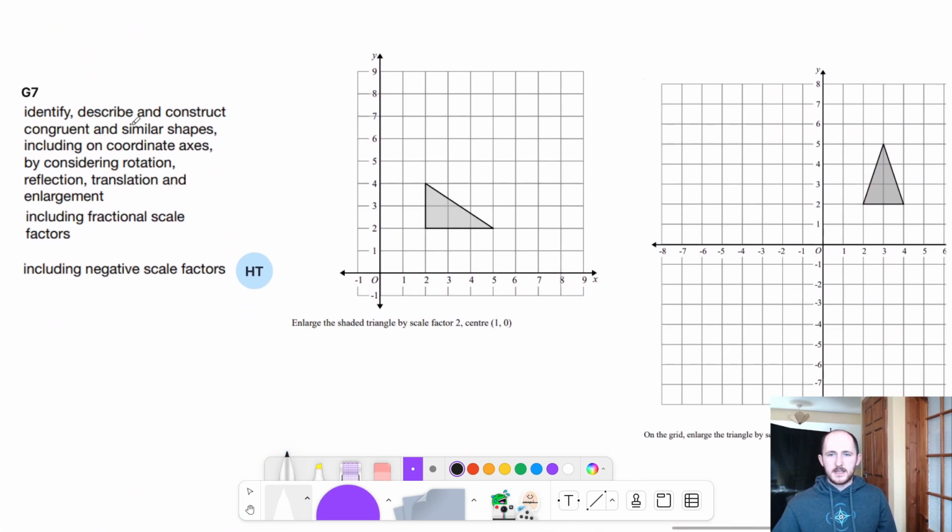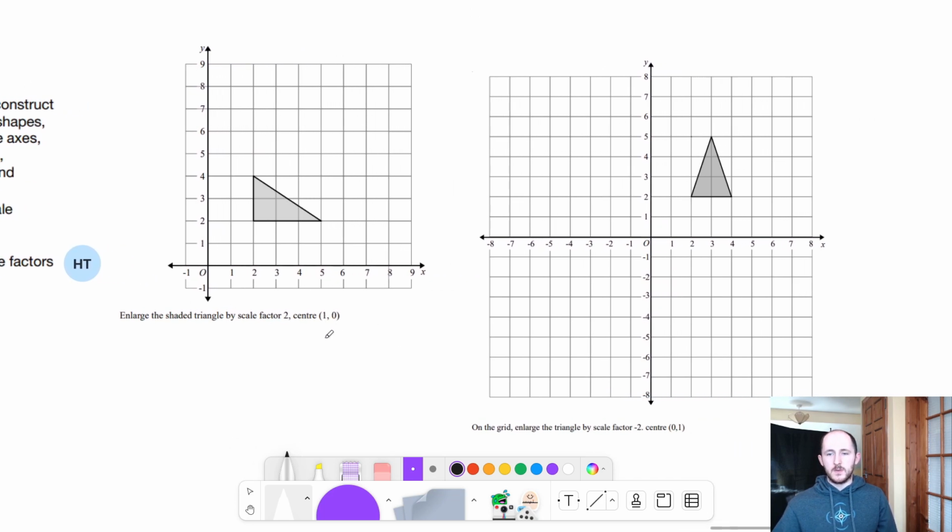You also need to be able to identify, describe, and construct congruent and similar shapes on coordinate axes by considering rotation, reflection, translation, and enlargement, including fractional scale factors, and then with higher tier you have to do negative scale factors. So I'm going to show you how to do scale factors. First of all, you look where your center is. 1, 0 is here. Now we're enlarging by a scale factor of 2, so here's how we do it.